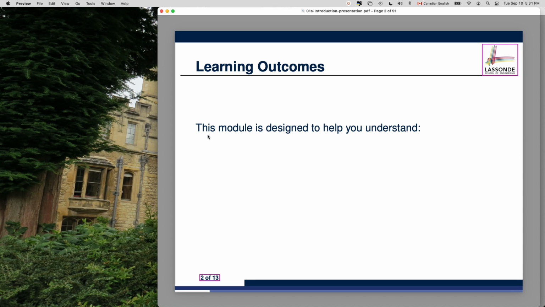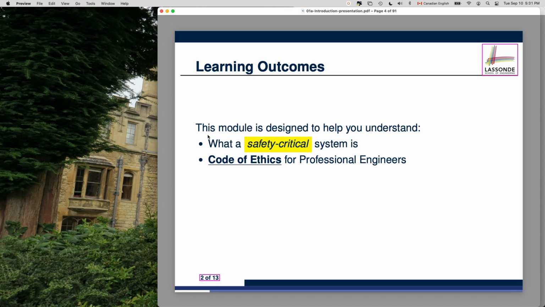All right, we already talked about the learning outcomes last time. We got safety critical system, I'm going to define that in just a moment, and also we got code of ethics for professional engineers. And also formal method. I think that's where we spend a little bit of time giving you the intuition about the two formal methods that we're going to learn in this program.